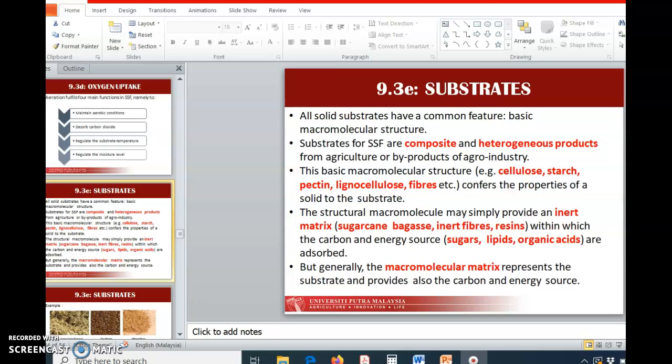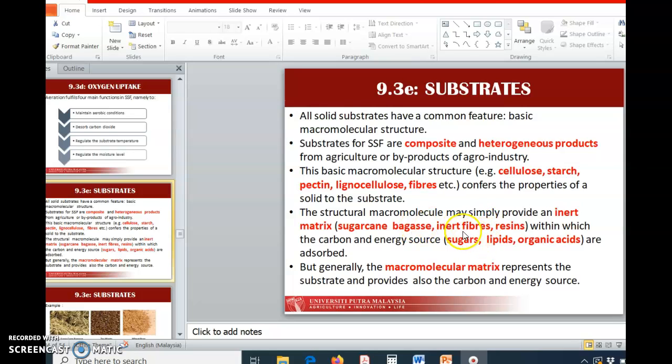Okay, so we continue. Substrates for SSF must have a common feature, which is a basic macromolecular structure. Substrates for SSF are composite and heterogeneous products, meaning that they are a combination of several elements, not just one element. So you can get the substrate from agriculture or byproducts of the agro industry. For example, sugarcane bagasse. When you press the sugarcane, you get the water and you throw away the rest, right? That one is sugarcane bagasse.